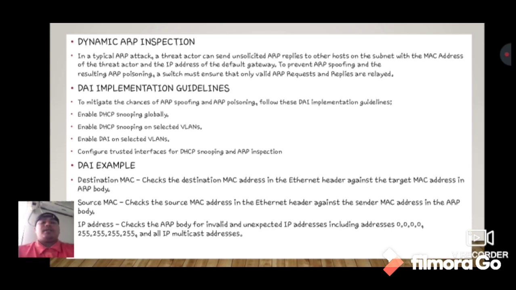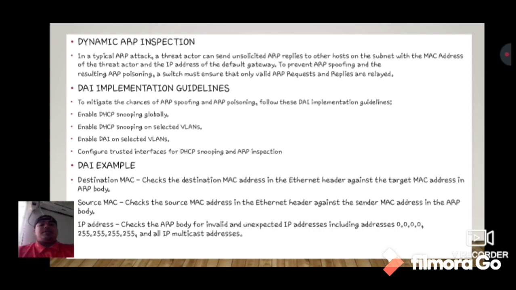Dynamic ARP inspection. In a typical ARP attack, a threat actor can send unsolicited ARP replies to other hosts on the subnet with the MAC address of the threat actor and the IP address of the default gateway. To prevent ARP spoofing and the resulting ARP poisoning, a switch must ensure that only valid ARP requests and replies are relayed.